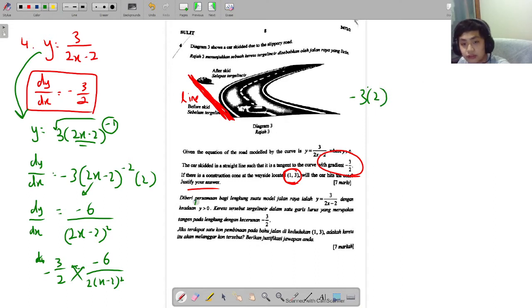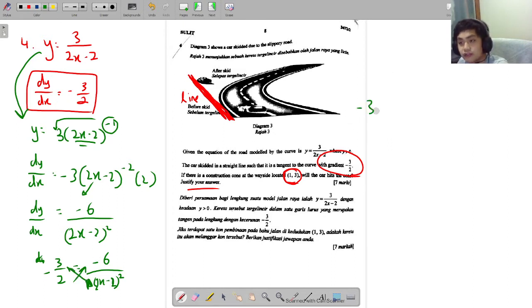Oh wait, there's no 2 there. My mistake. There's no 2 here. Okay, there is a 2 here. 2x minus 2. Okay.